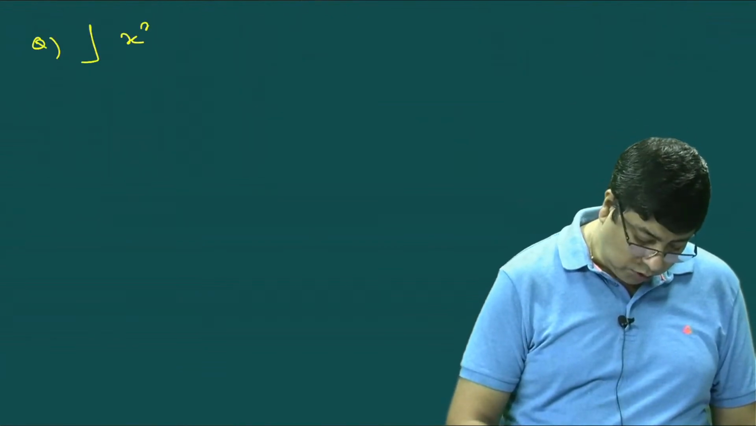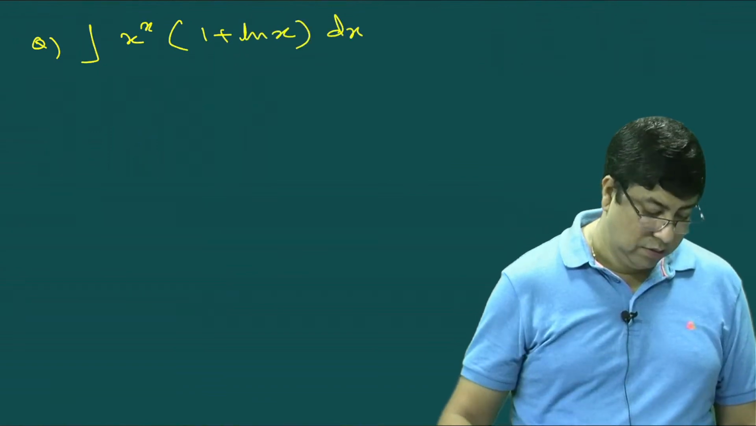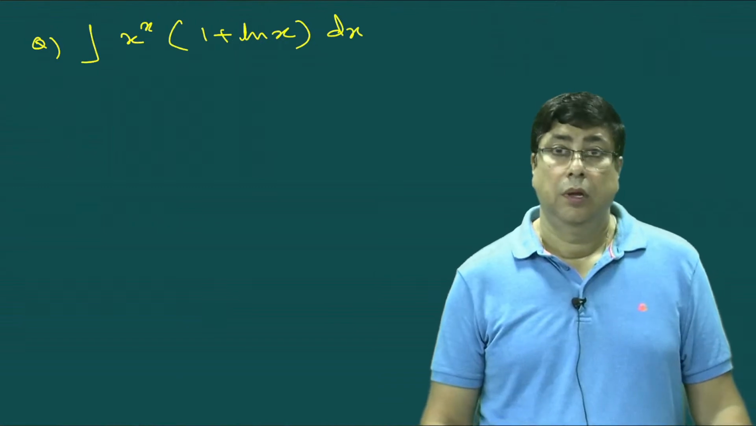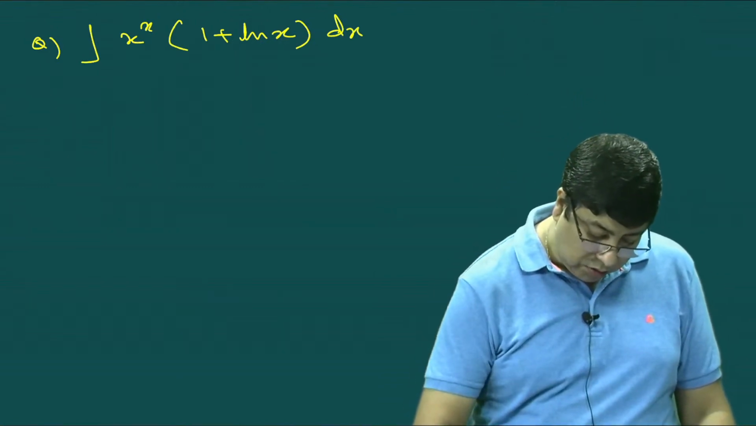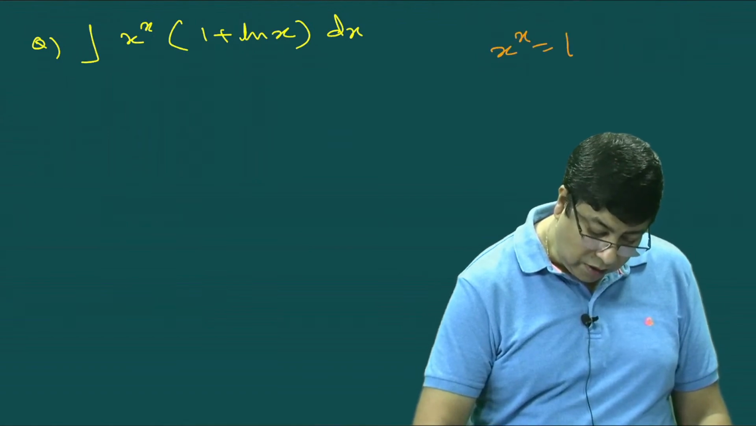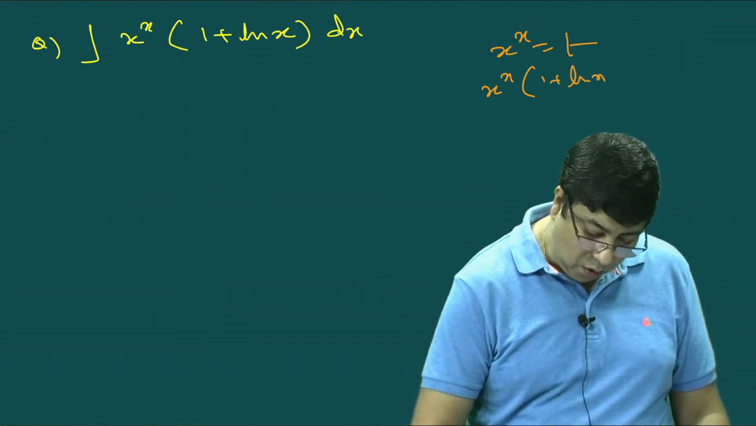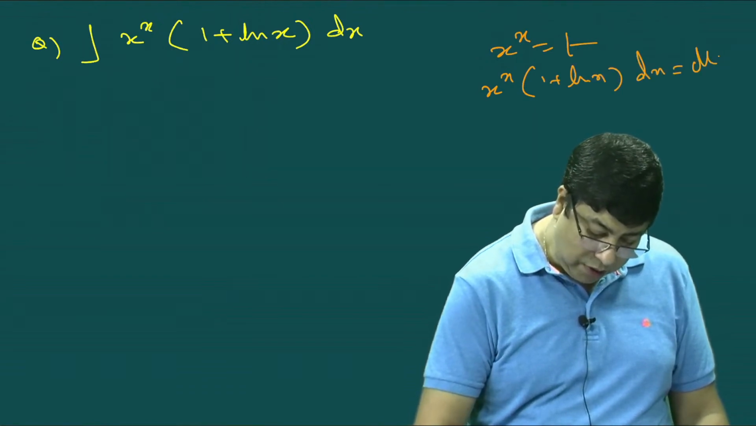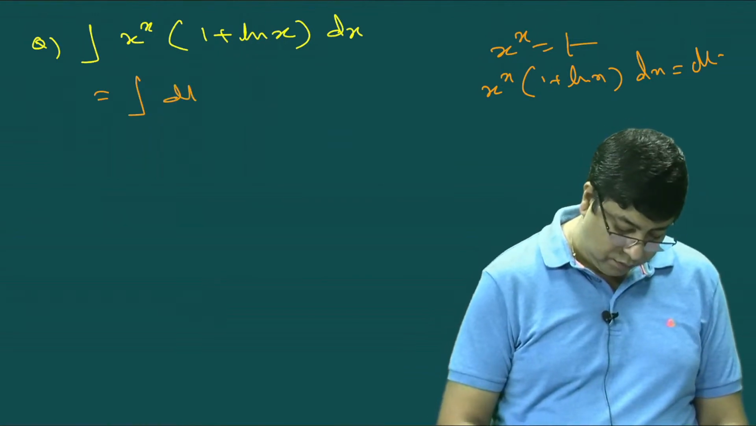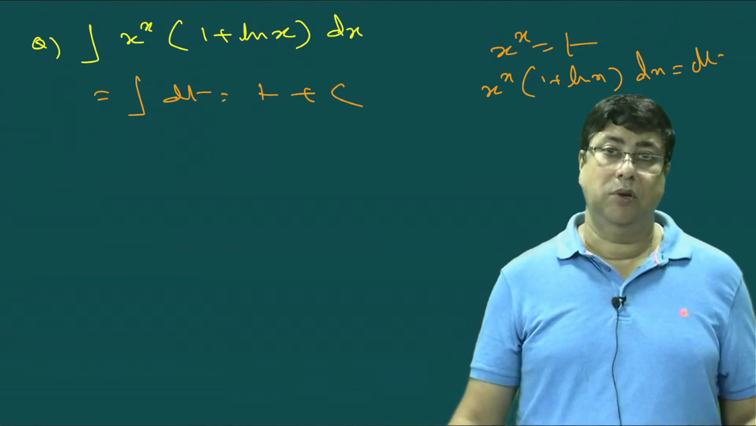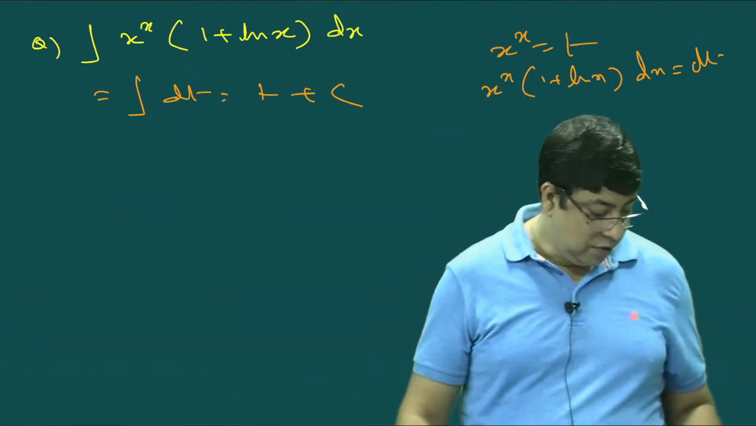Integration x to the power x into 1 plus log x dx. What to do? This type of sum we have to solve very fast, directly. So we can write x to the power x equal to t. Therefore, x to the power x into 1 plus log x dx equal to dt. So directly we can write this as t, that is t plus c. Sum is over. Okay, we have to solve in this way, very fast.